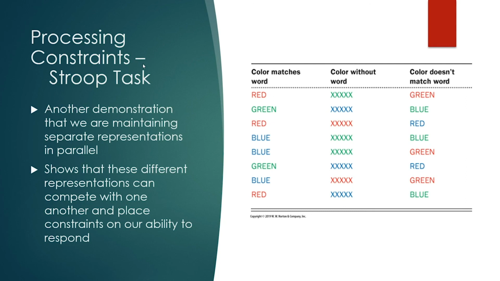And it was more evidence for this parallel processing idea, that we have a representation of color and we have a representation of the word. And those representations are actually competing with one another, and they're putting demands on our attention. And it was something that could be measured really early on, right?